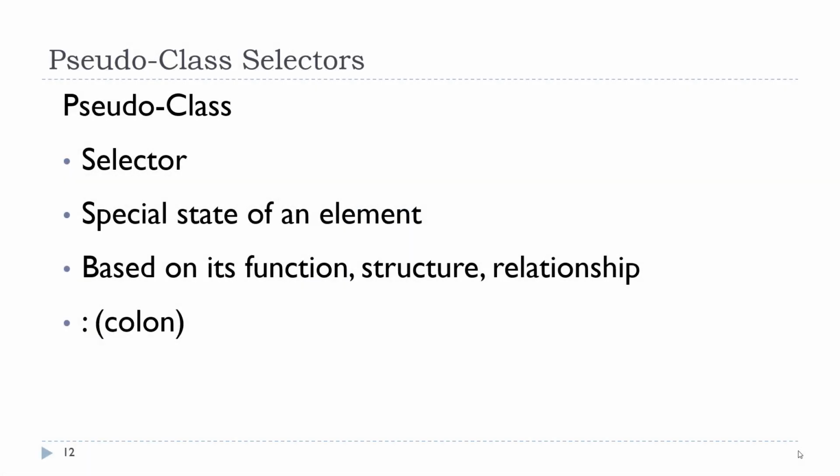Another very popular type of selector we have in CSS is called a pseudo-class selector. A pseudo-class is a selector that refers to a special state of that element. It's based on the function of the element, the structure of the element, or the relationship of the element to another element or elements. It uses the colon in its syntax.